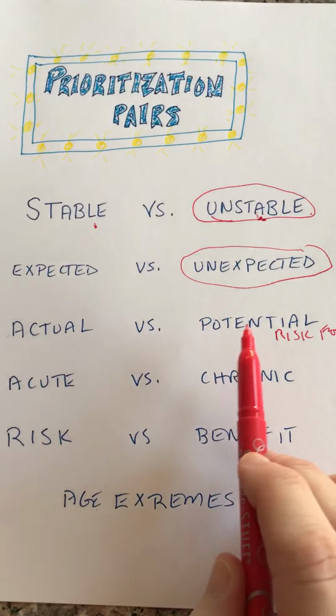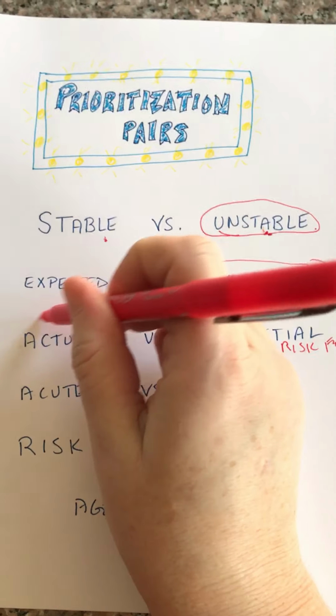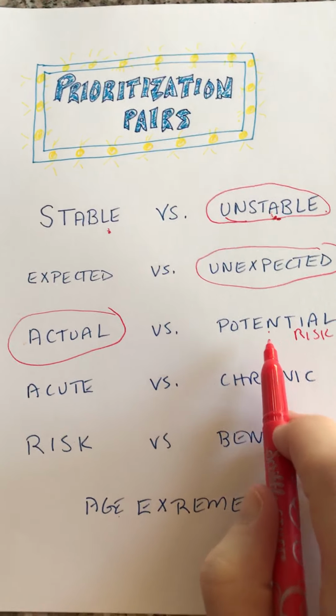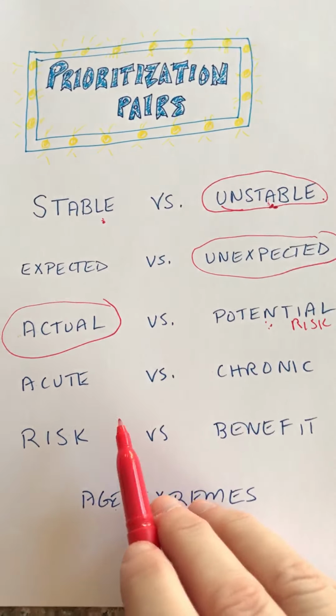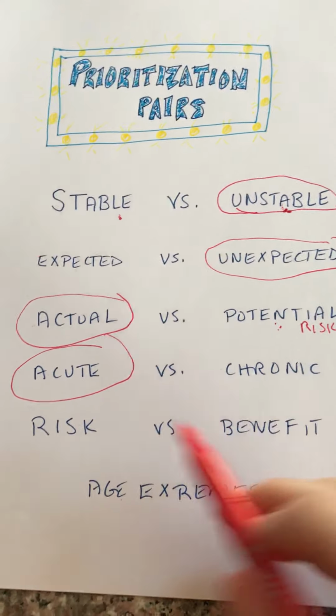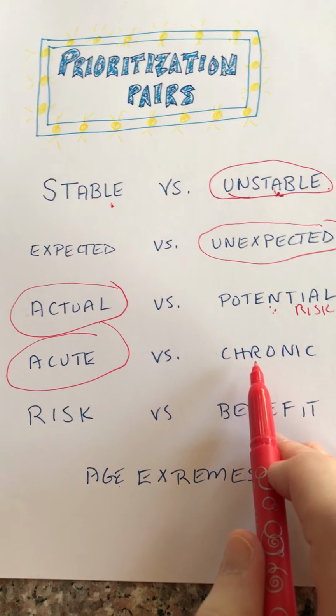Actual problem versus potential problem. They've got a real problem. We need to address the real problem first and then go prevent problems from happening. Acute versus chronic. We definitely want to deal with acute problems versus the chronic problems.